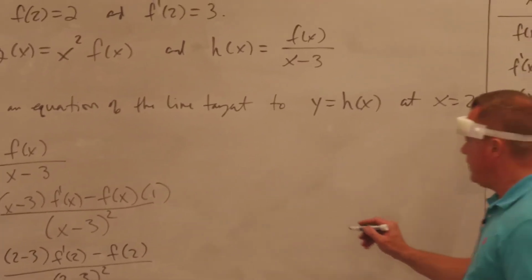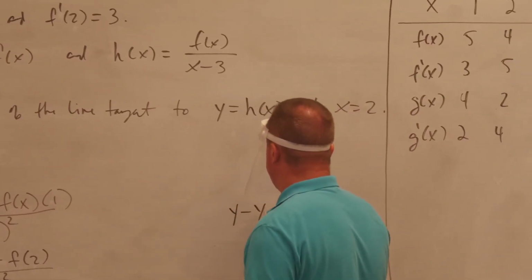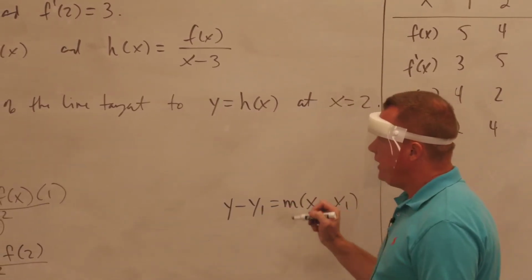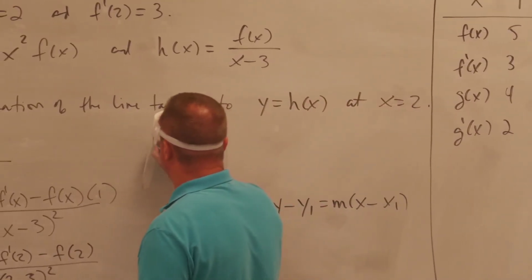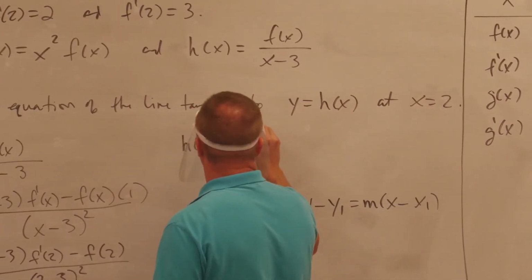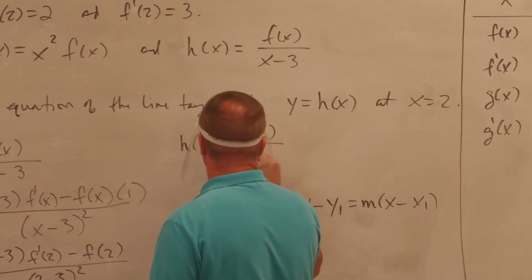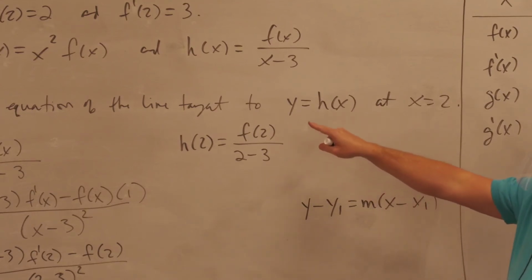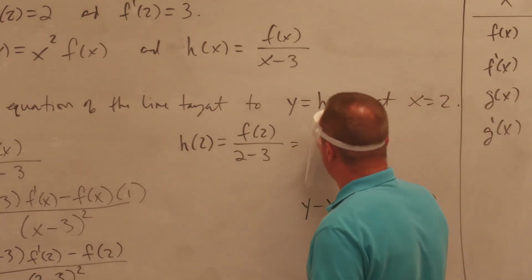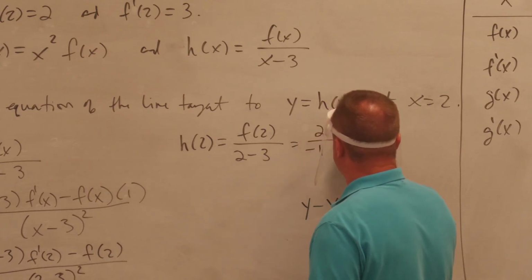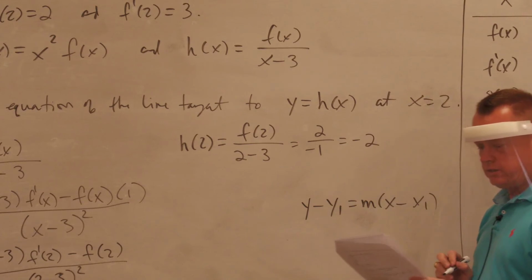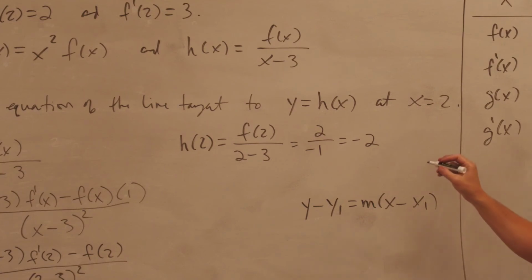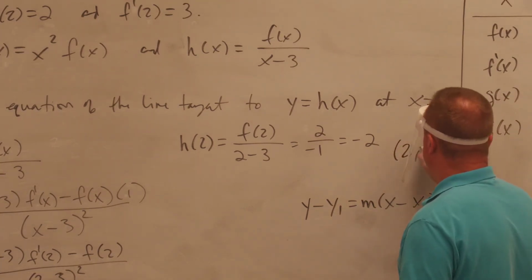All right. Only other thing I need then is a point, whatever the point is when x is 2. So to do point-slope form, I need that. So for that, I go back to the original function. If I find h at 2, that's going to be f of 2 over 2 minus 3. Okay. So f of 2 is 2. 2 minus 3 is negative 1. So my y-coordinate should be negative 2 when x is 2 for the h function. So my point then would be (2, negative 2).